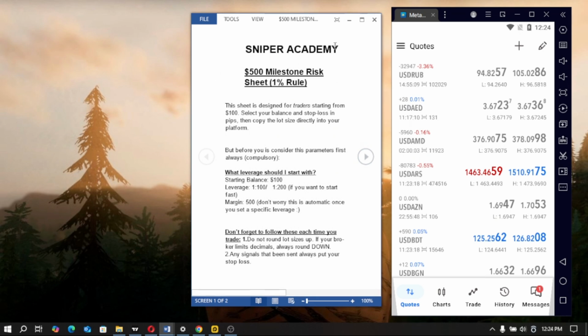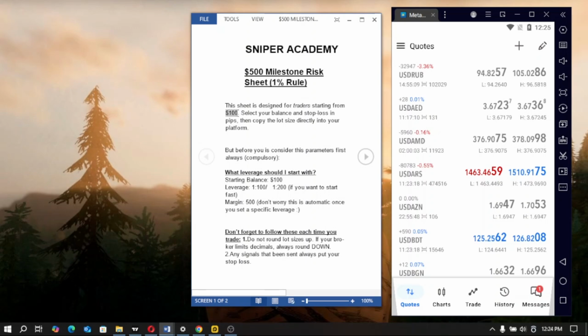But once you receive it, the first thing you see is a title, Sniper Academy, saying $500 milestone risk sheet, right? Then it says this sheet is designed for traders starting from $100. Select your balance and stop loss in pips, then copy the lot size directly into your platform. It's as simple as that. The scale sheet is showing you how to use it. Now I'm showing you practically how to do it.